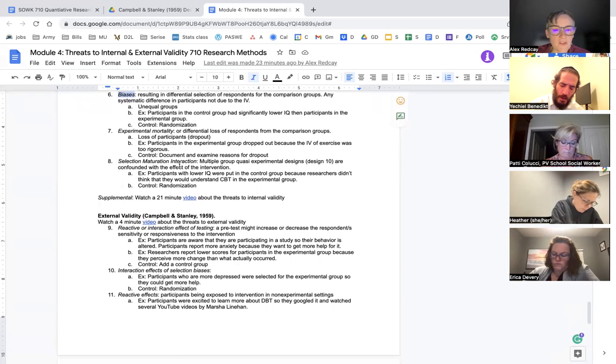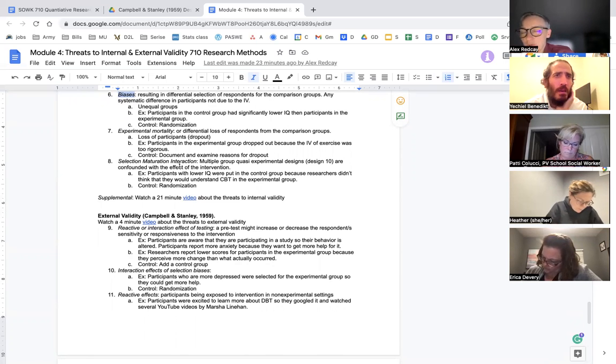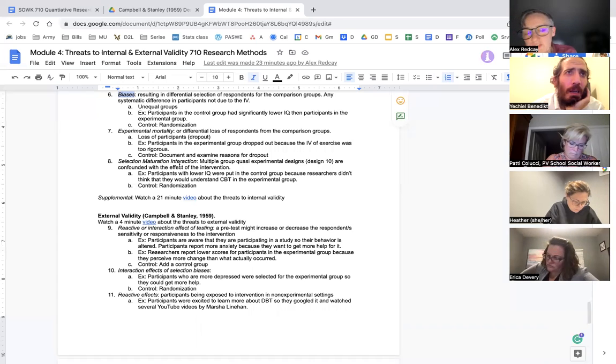Biases. So that means unequal groups, right? An example could be the experimental group is people with severe alcohol use disorder, and then the control group is people with mild alcohol use disorder. There's a bias there, there's an imbalance, they're not equal. The control for that is randomization. If you randomize the participants, then the groups are balanced.